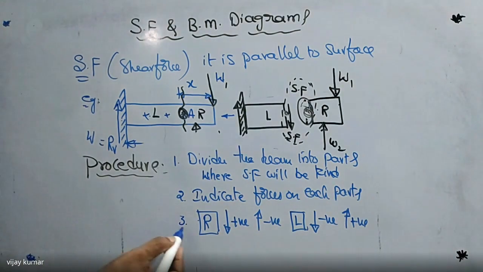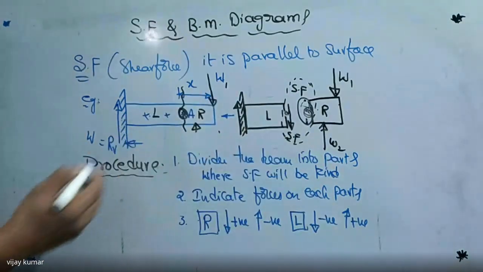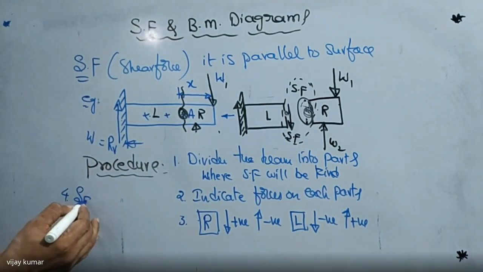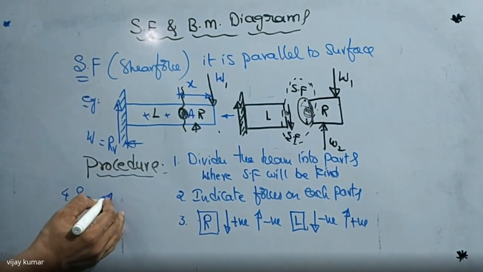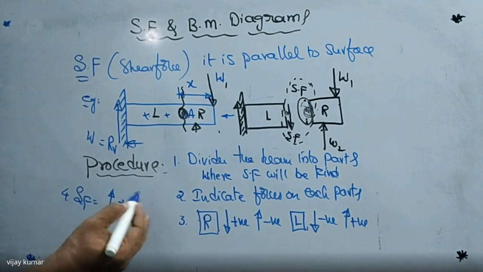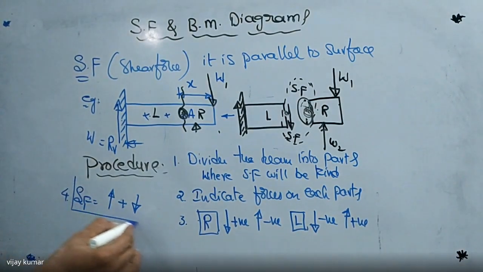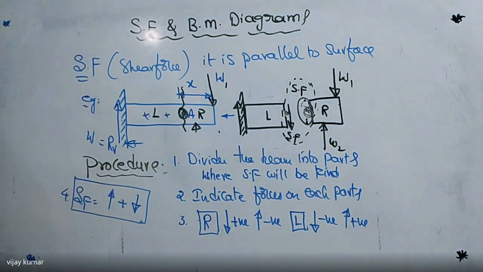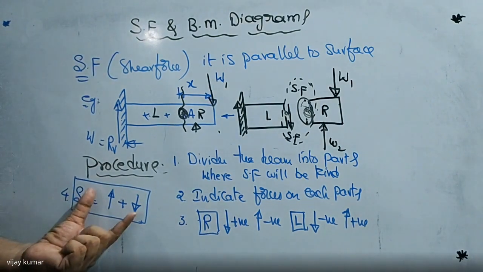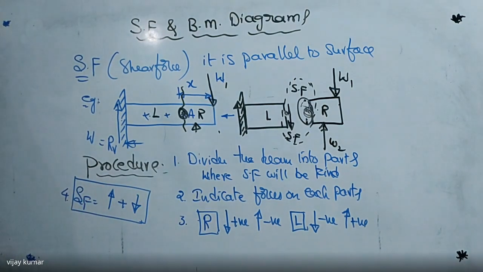So at last, fourth one, after taking all the points, I want to find the shear force at that point. Shear force is equal to the sum of upward forces plus downward forces. So this is the last point in the procedure of shear force. Did you get my point? Right. Listen carefully here. Shear force is nothing but the algebraic sum of upward and downward forces at any point along the length of the beam. That is the definition of shear force.